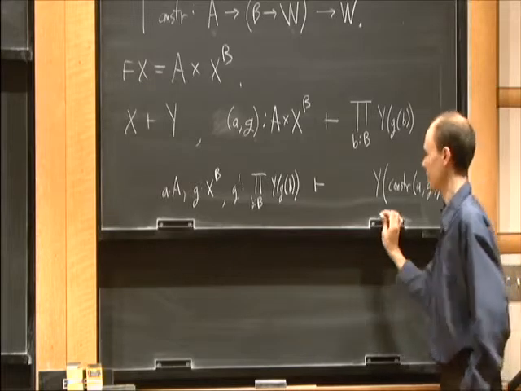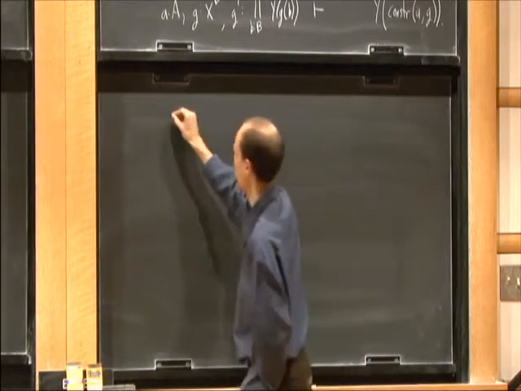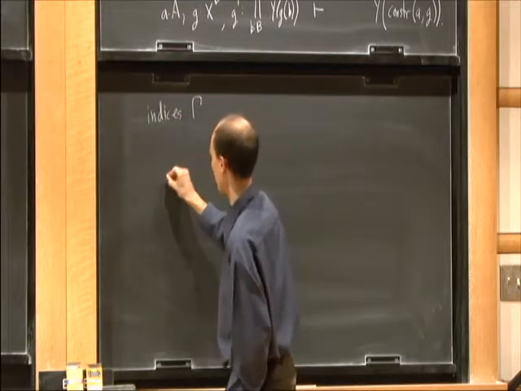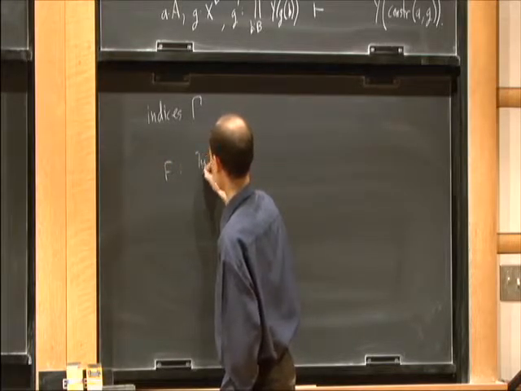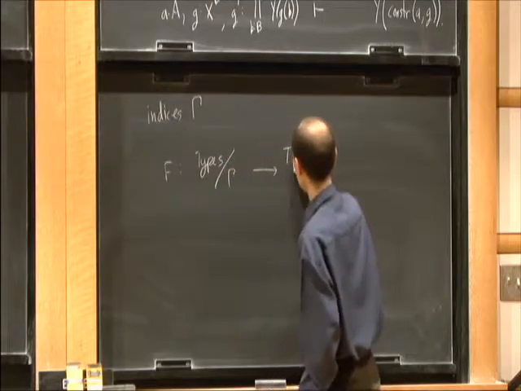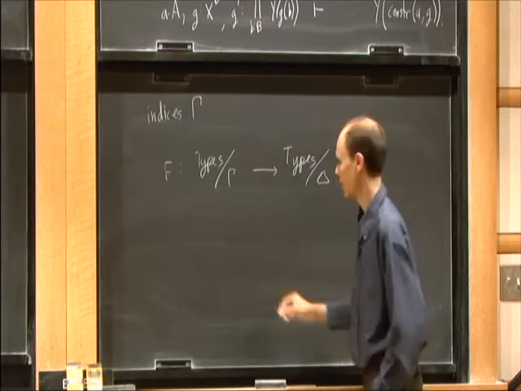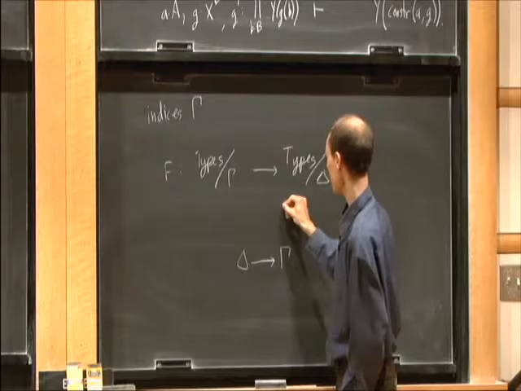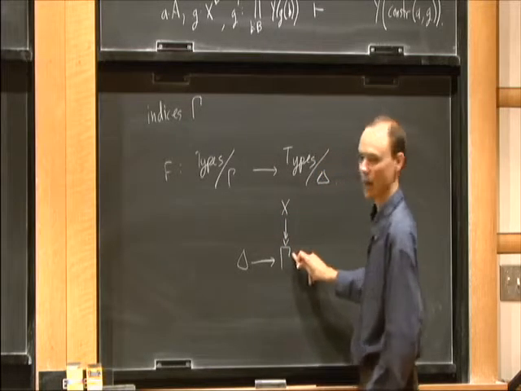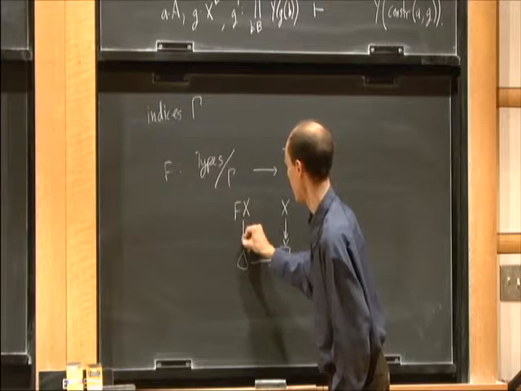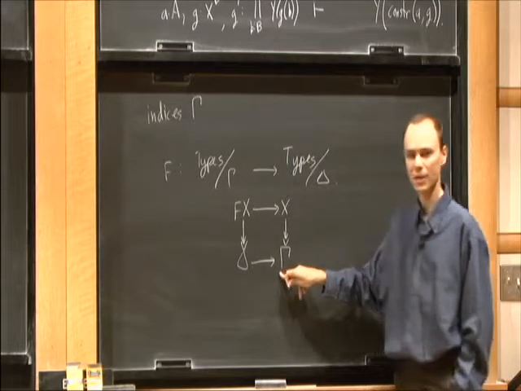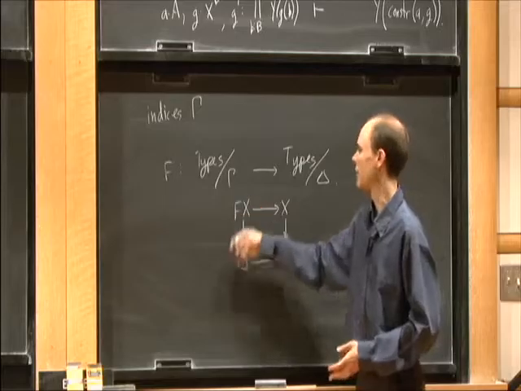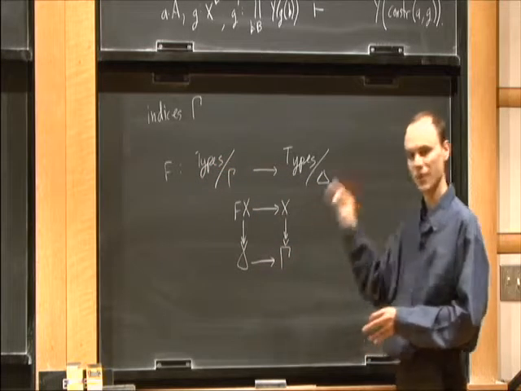If W is an inductive family that depends on some indices gamma, then our functor f is not quite an endofunctor. It goes from types over gamma to types over some other context delta, and then we have some substitution, some map from delta to gamma. Our notion of algebra is then some type in context gamma together with a map from fx to x, which lies over this map from delta to gamma.